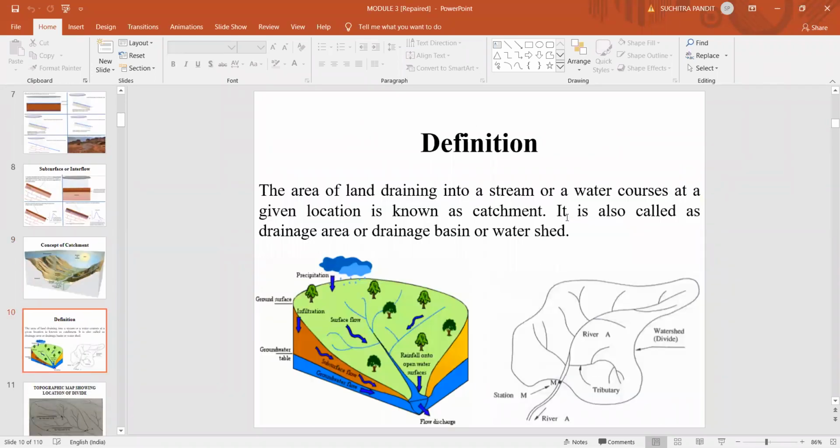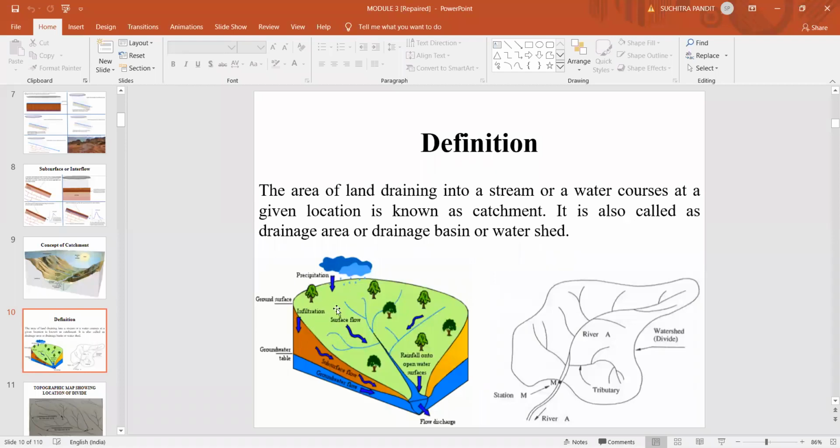Now let us define what a catchment area is. It can also be called a drainage area, a drainage basin, or a watershed. Here you can see a typical figure of a catchment.